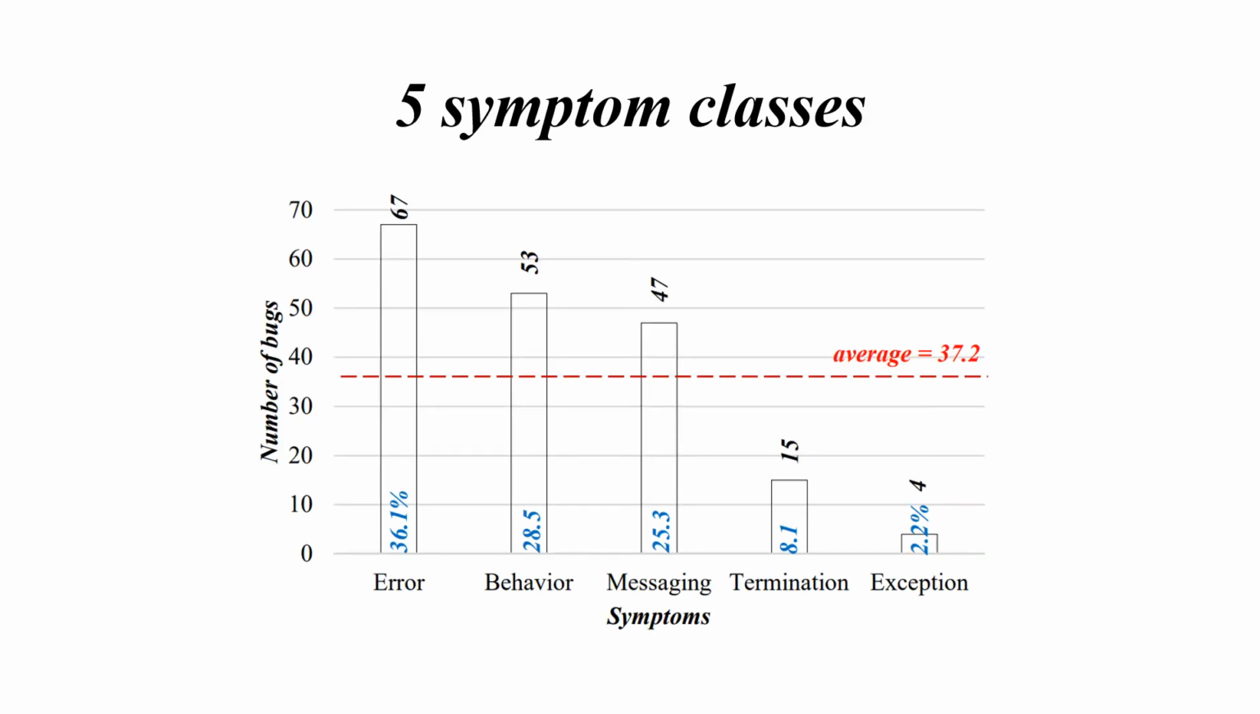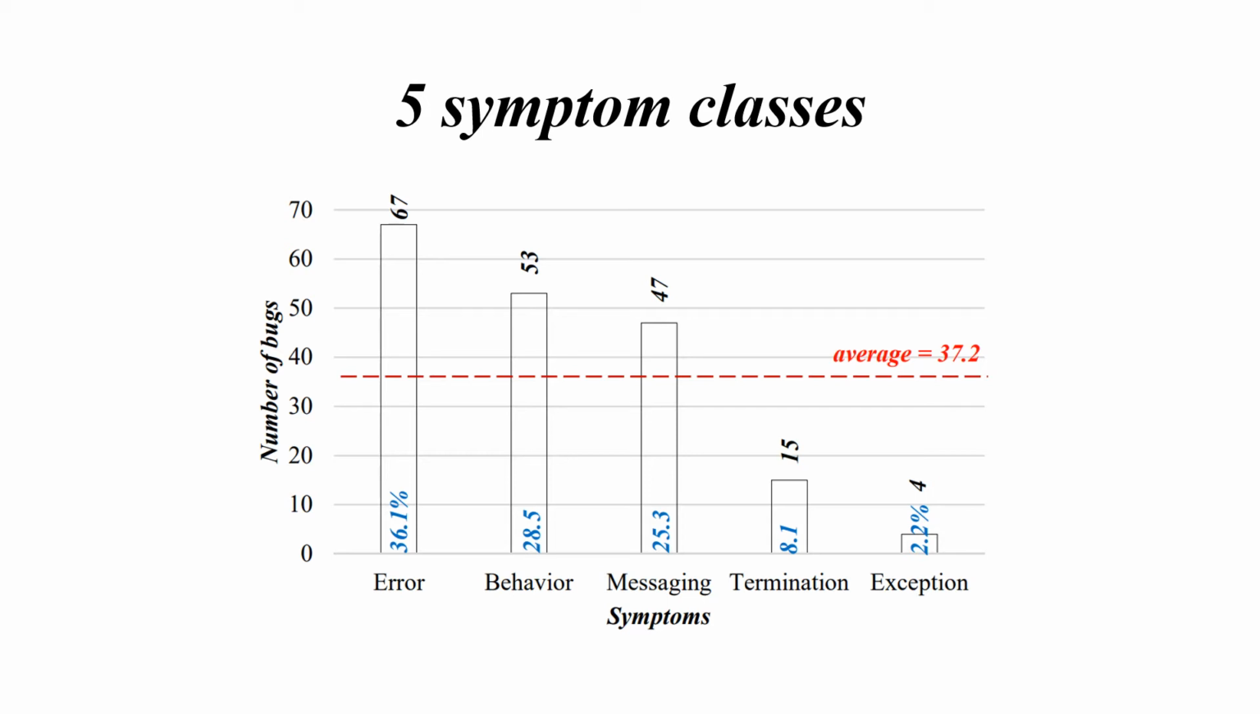Now we can answer our research questions. Research question 1. What are the symptoms of actor bugs? We find that the symptoms of actor bugs can be classified into 5 categories: error, unexpected behavior, incorrect messaging, incorrect termination, and incorrect exceptions. Among these, error is the most common with more than a third of the symptoms, and incorrect exceptions is the least common with only 2%.